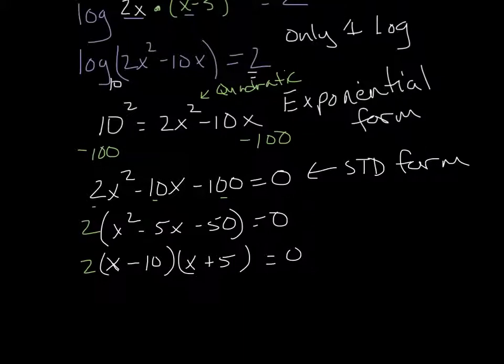And of course you can make your little t-chart and check and whatnot, but I'm pretty sure that the negative 10 and the 5, that's going to get me my negative 50. And I'm pretty sure those are going to combine to give me my negative 5x in the middle.